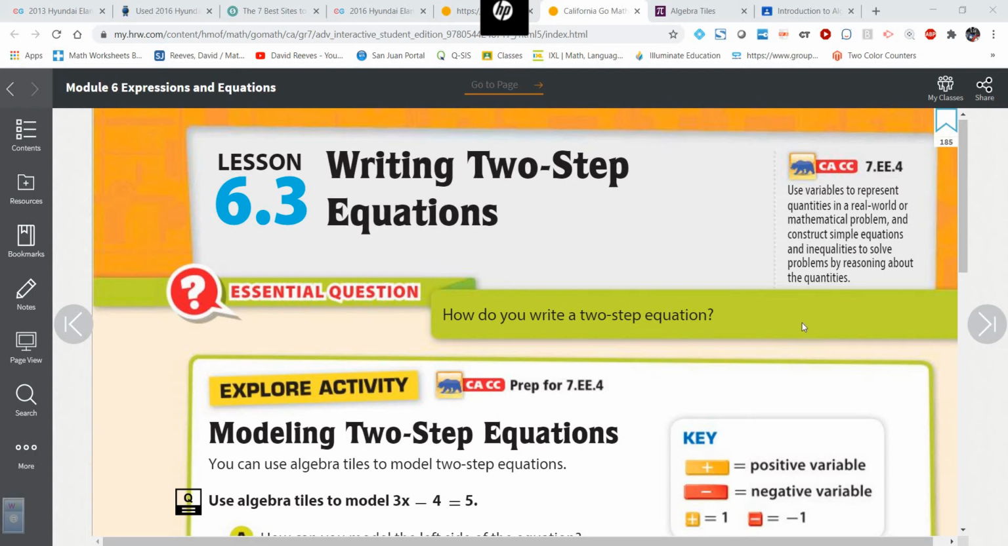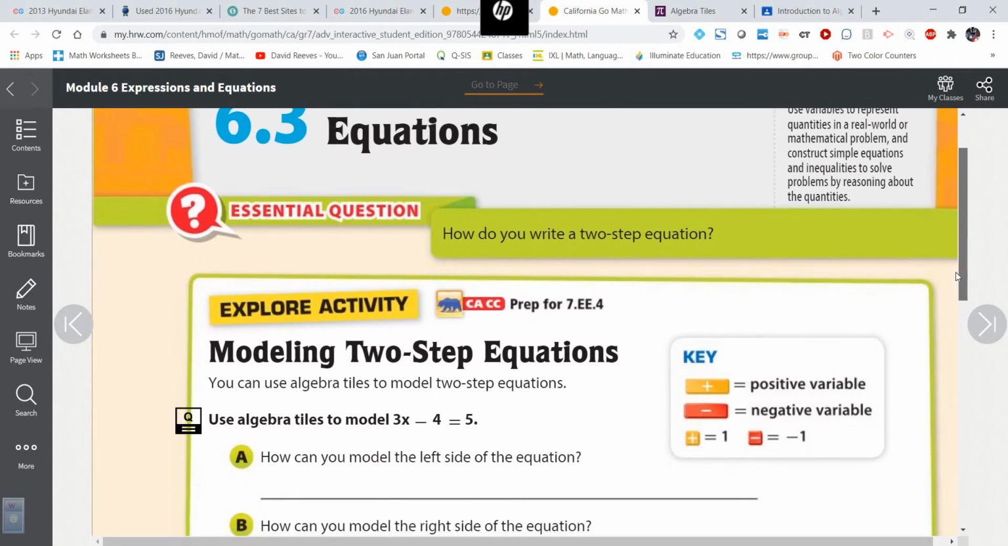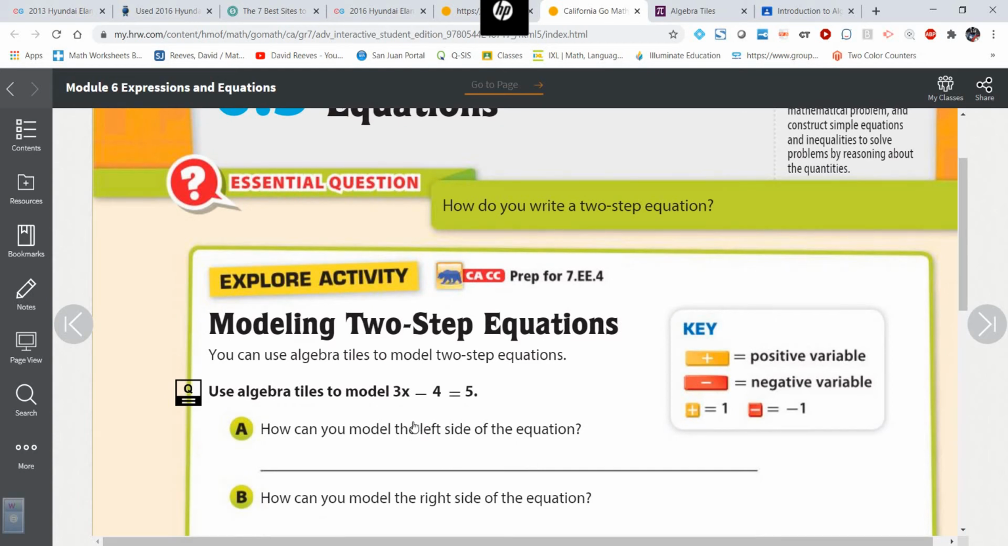I am in lesson 6.3 in your Accelerated Math 7 textbook, which is on writing two-step equations. They've got a first question asking you to use algebra tiles to model 3x minus 4 equals 5.